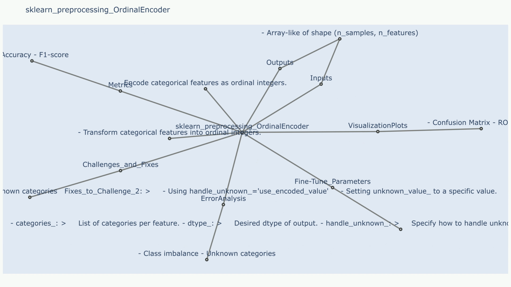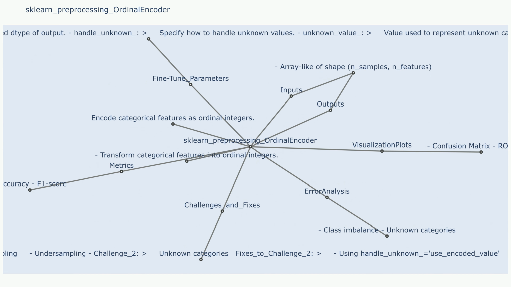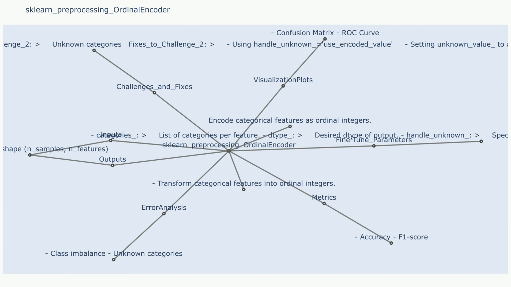Challenge 2: the encoder cannot handle unknown categories during transformation if handle_unknown is set to error. Sample use case: if a new category, green, is encountered during transformation, the encoder will raise an error. Fixes: set handle_unknown to use_encoded_value to allow the encoder to handle unknown categories. Ensure that the data used for transformation contains only categories encountered during fitting.